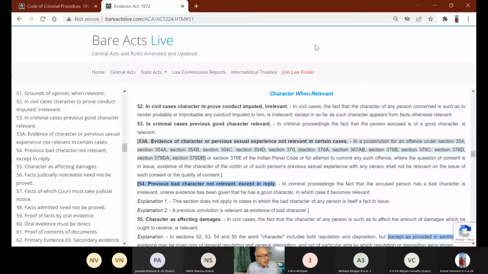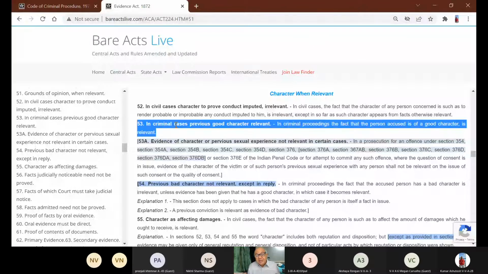Now 53 पे आ जाइए. In criminal cases, previous good character is relevant. तो सिविल केसेस में कैरेक्टर का सवाल ही नहीं होता unless it is brought as an issue. The court frames an issue and leads evidence. तो criminal cases में previous good character, oh, he is a man of sterling qualities. He is a good man. He has been trapped in the criminal case.